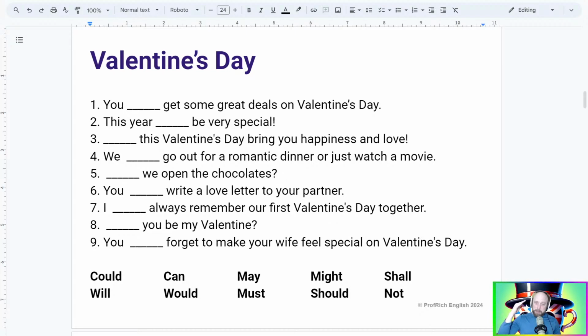Instead, we stress the main verb. So buy chocolates. I could buy chocolates. I can buy chocolates. I may buy chocolates. I might buy chocolates. I shall buy chocolates. I'll buy chocolates. I'd buy chocolates. I must buy chocolates. I should buy chocolates. So we are matching the modal verbs at the bottom with the sentences.